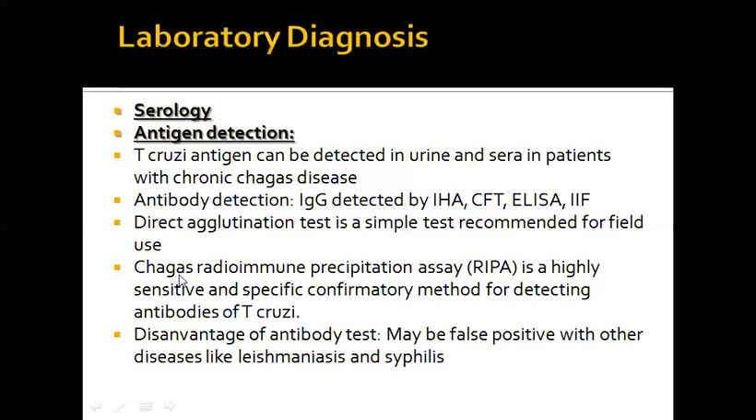Then we can have another test called the Chagas radioimmune precipitation assay, which is a highly sensitive and specific confirmatory method for detection of antibodies to Trypanosoma cruzi. So this is a better option as a confirmatory test. But there are certain disadvantages of the antibody tests, as they may be false positive with other diseases like leishmaniasis and syphilis.